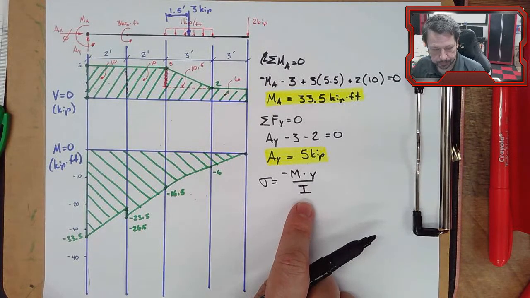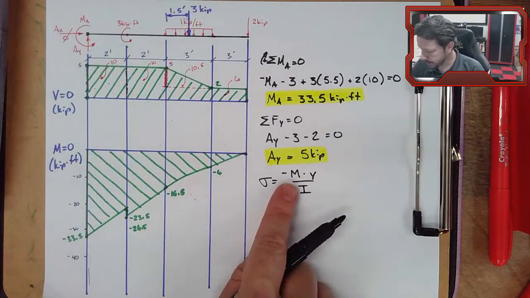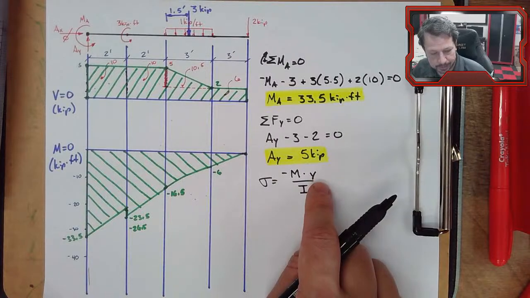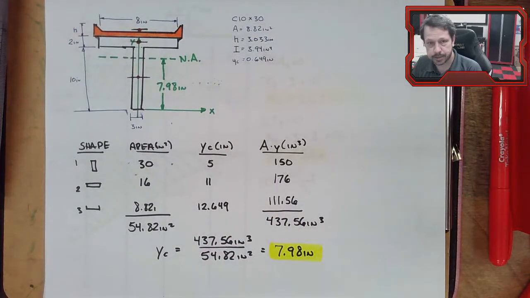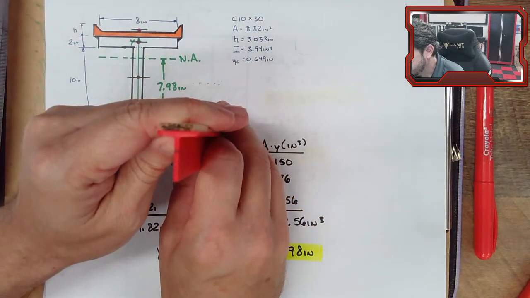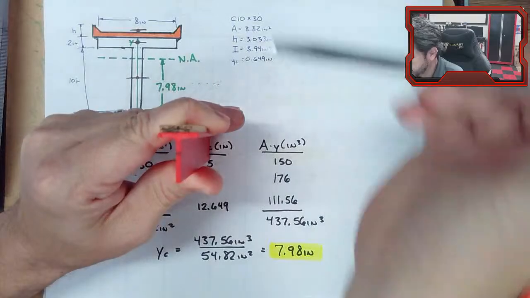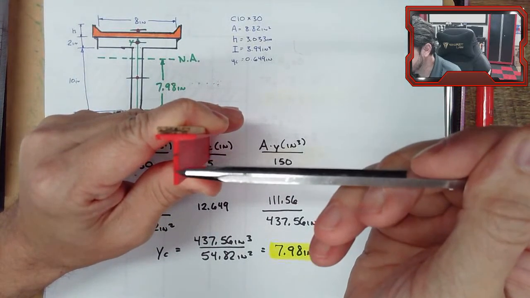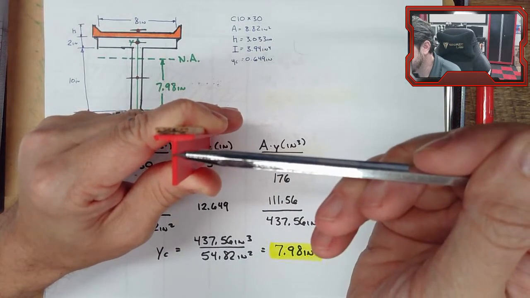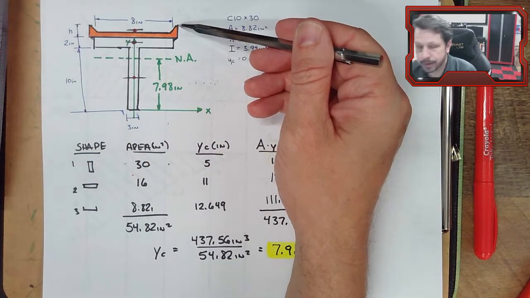We have I somewhere, 863.87. We have M, -33.5 kip feet. We have Y, we haven't talked about it, but on this chart we would have a value for Y. So we've got our composite beam, and we can either measure from the neutral axis, maybe right here, down to the bottom of the beam would be one location for a maximum stress, or we could measure here to the very top, in this case the very tip top of the channel, for another maximum stress.